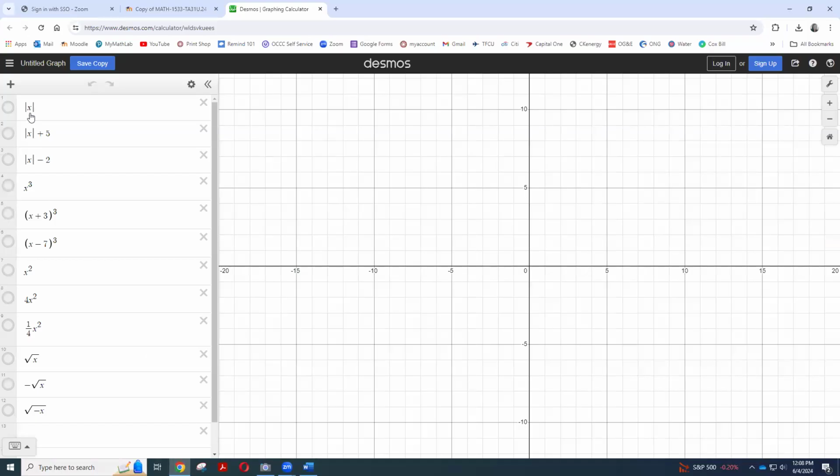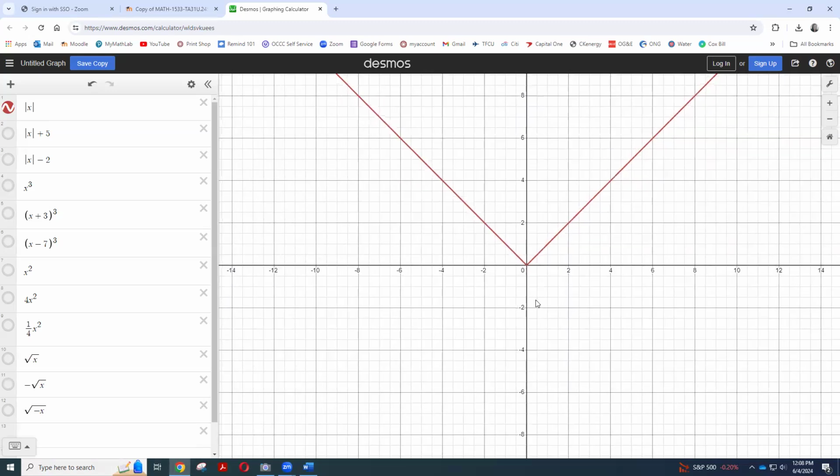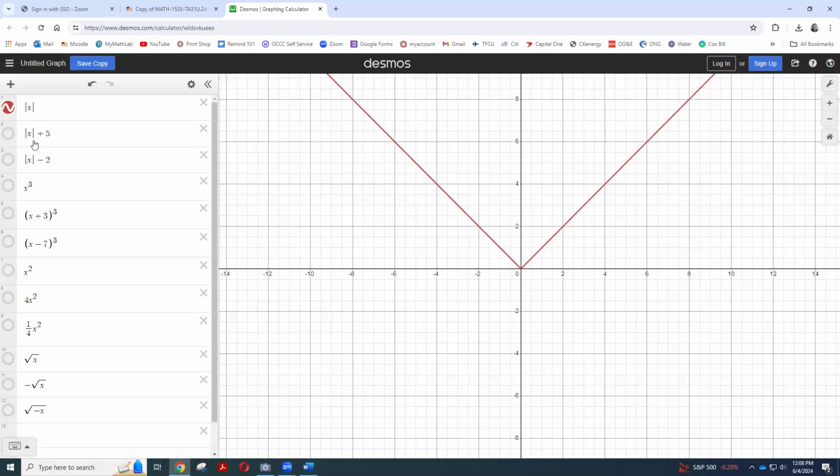Here in Desmos, I have the absolute value. Now, what does the absolute value function look like with its most basic graph? Hopefully you said a V. You can see here is my V, where that point starts right here at the origin, 0, 0. Now, if I have the absolute value plus 5, it's going to take this V right here and shift it up 5 units. So now my V is starting right here at 0, 5 instead of at 0, 0.